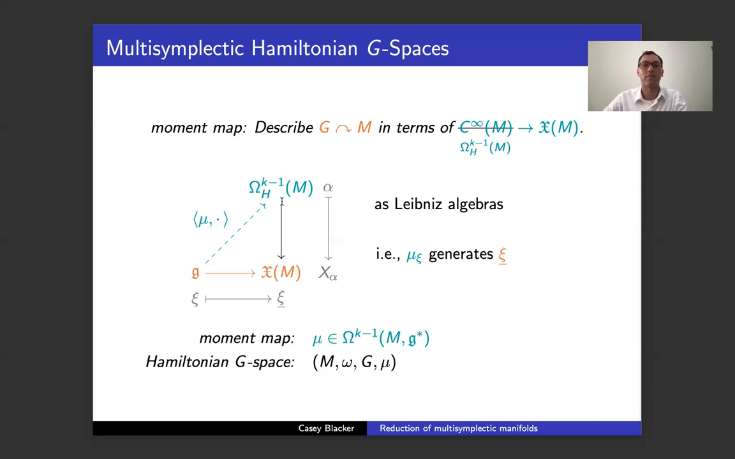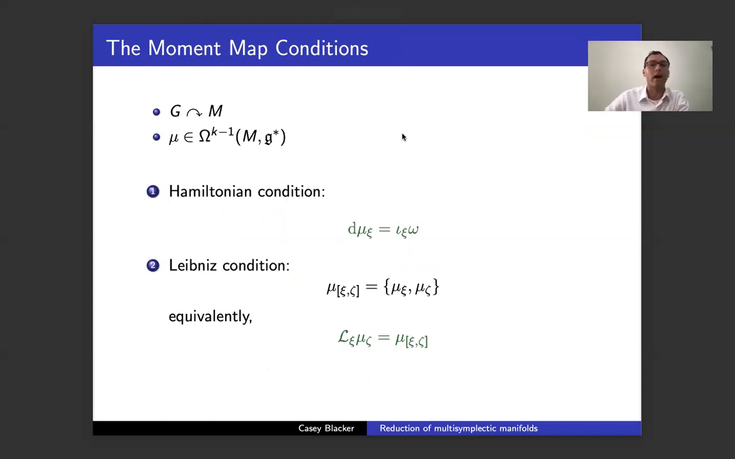And now, because we don't have a Lie bracket on this space of Hamiltonian k-1 forms, we want this diagram to be commutative in the category of Leibniz algebras. Okay, and then all of this data taken together constitutes a multisymplectic Hamiltonian G-space. That is a multisymplectic manifold (M, omega) with a collection of symmetries G and associated observables mu. So that's an abstract characterization of the multisymplectic moment map, conceptually transparent, but not easy to work with.